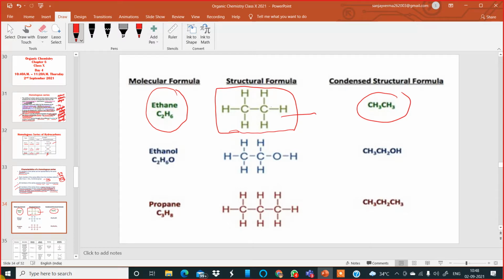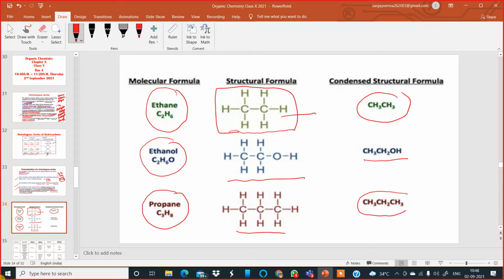Now if you look at the molecular formula of ethanol, it is C2H6O. The structural formula is here, and this one is the condensed structural formula. The next one is propane. The molecular formula of propane is C3H8. 6 plus 2 is 8. The structural formula is shown here. And the condensed structural formula is CH3CH2CH3.